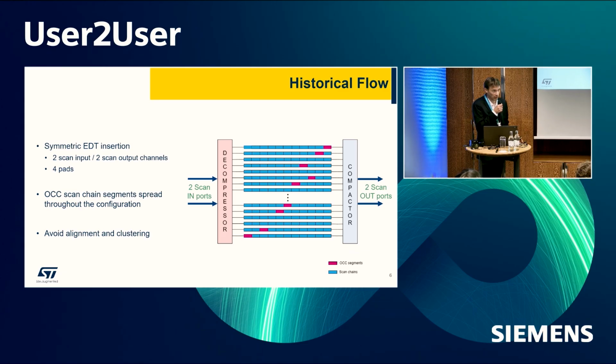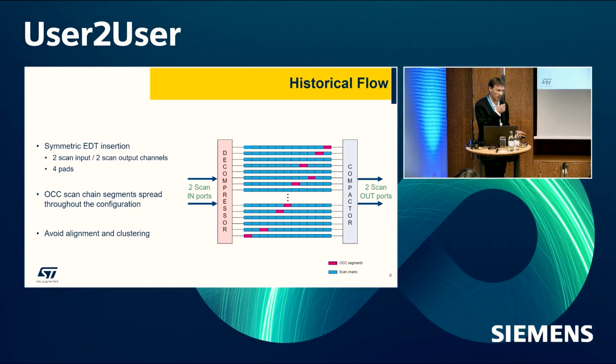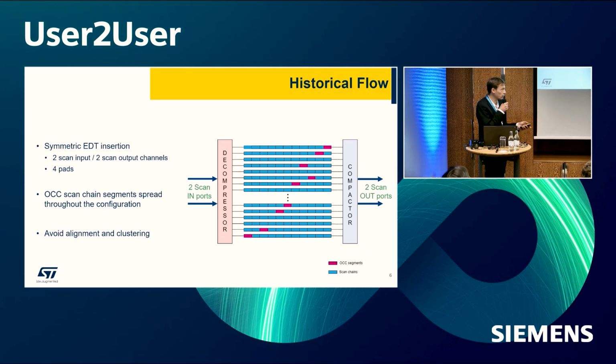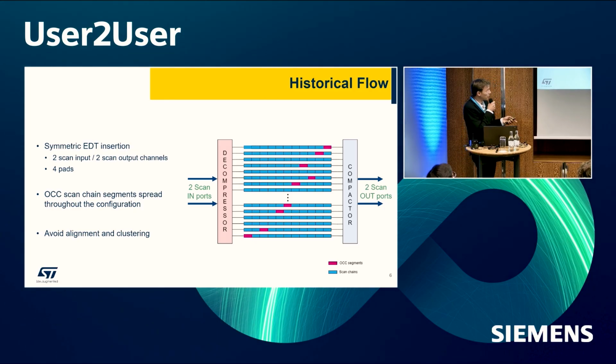What we typically recommend to avoid clustering, and basically to not reduce the encoding capacity of the EDT IP, is to make sure that we don't align the OCC care bits in the same shift position. So we will see how they could play with different configurations, but historically they were placing all these OCC segments in a cascaded way so that you never have the same shift position for each and every OCC segment. Okay? So that's the historical flow.